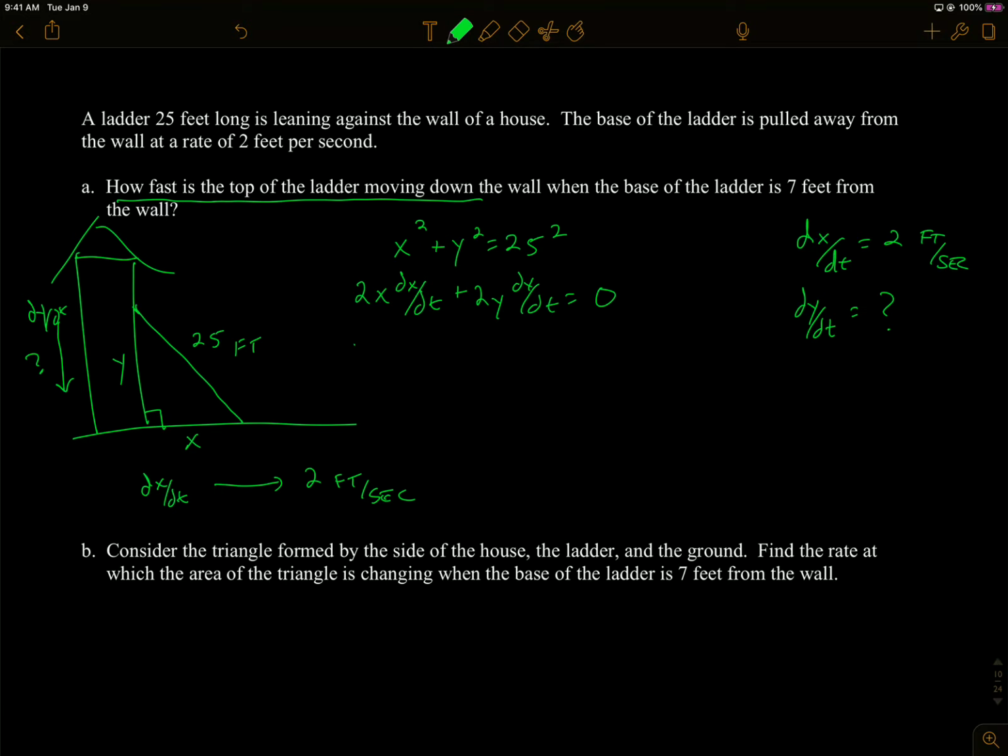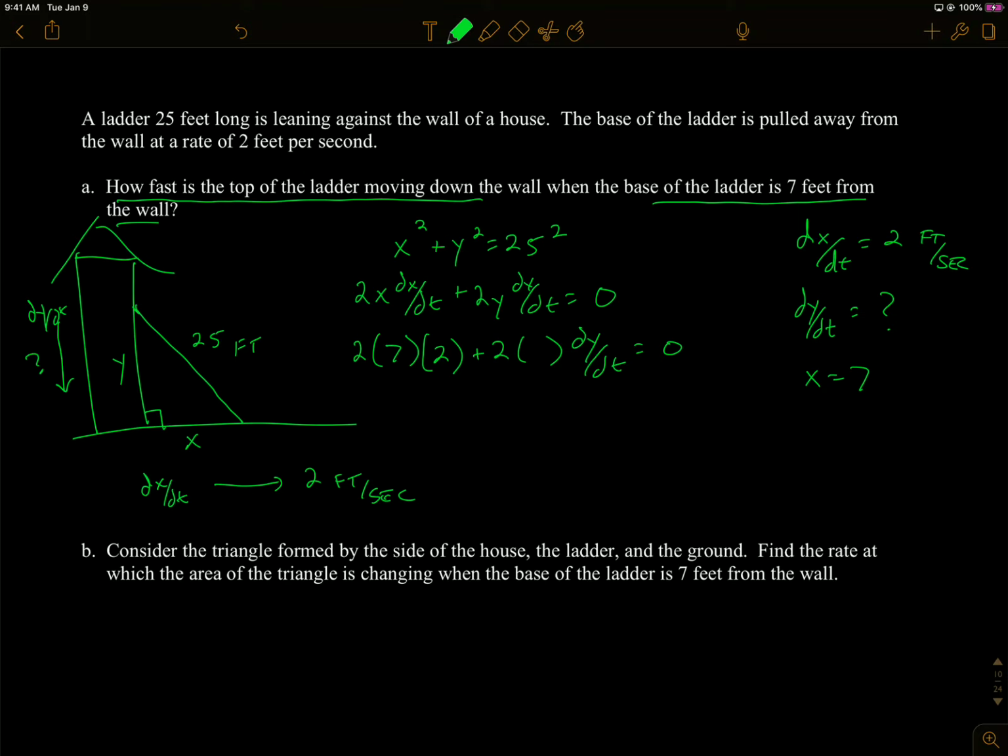All right, so now I can start filling in my x's and my y's and my dx/dt's. So my dx/dt is 2. I don't know my x or my y yet. I'm going to go look for it. I want to solve for dy/dt. So what's my x and my y? They say when, they must tell me: when the base of the ladder is 7 feet from the wall. So that's x. They tell us that x is 7.